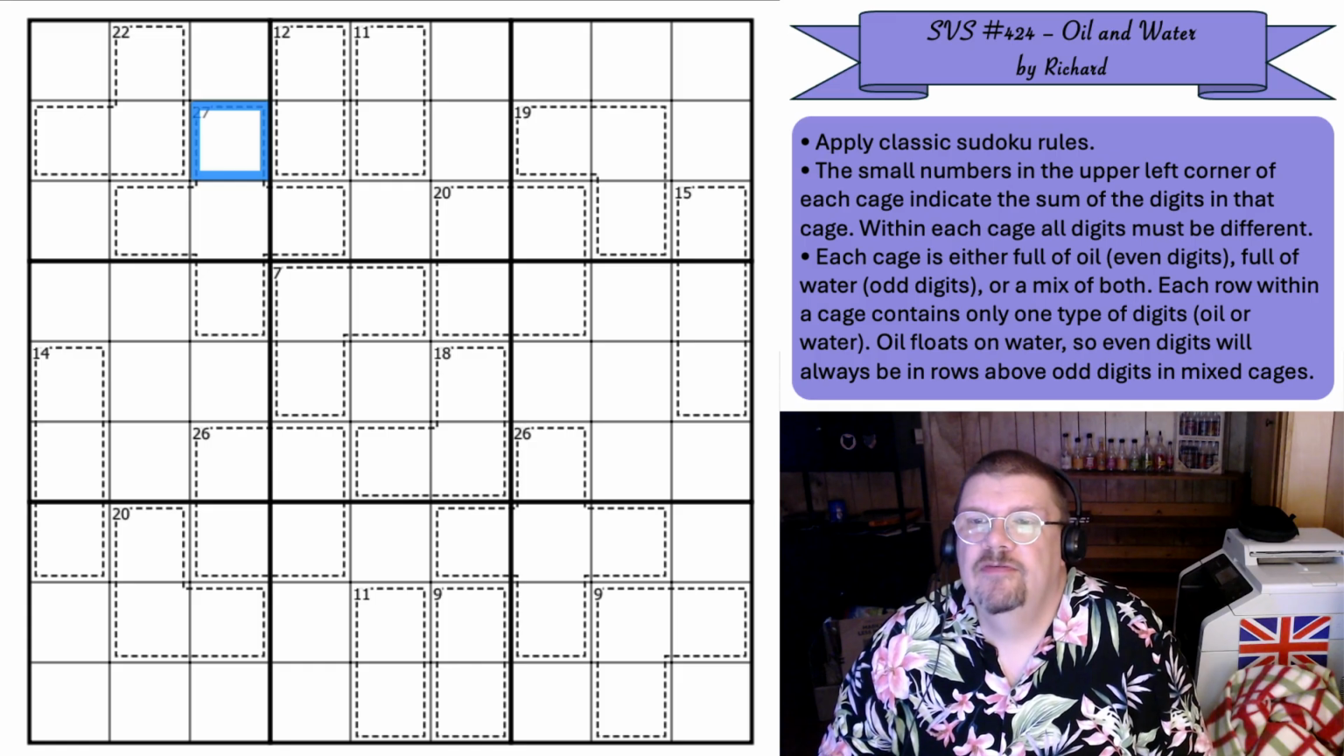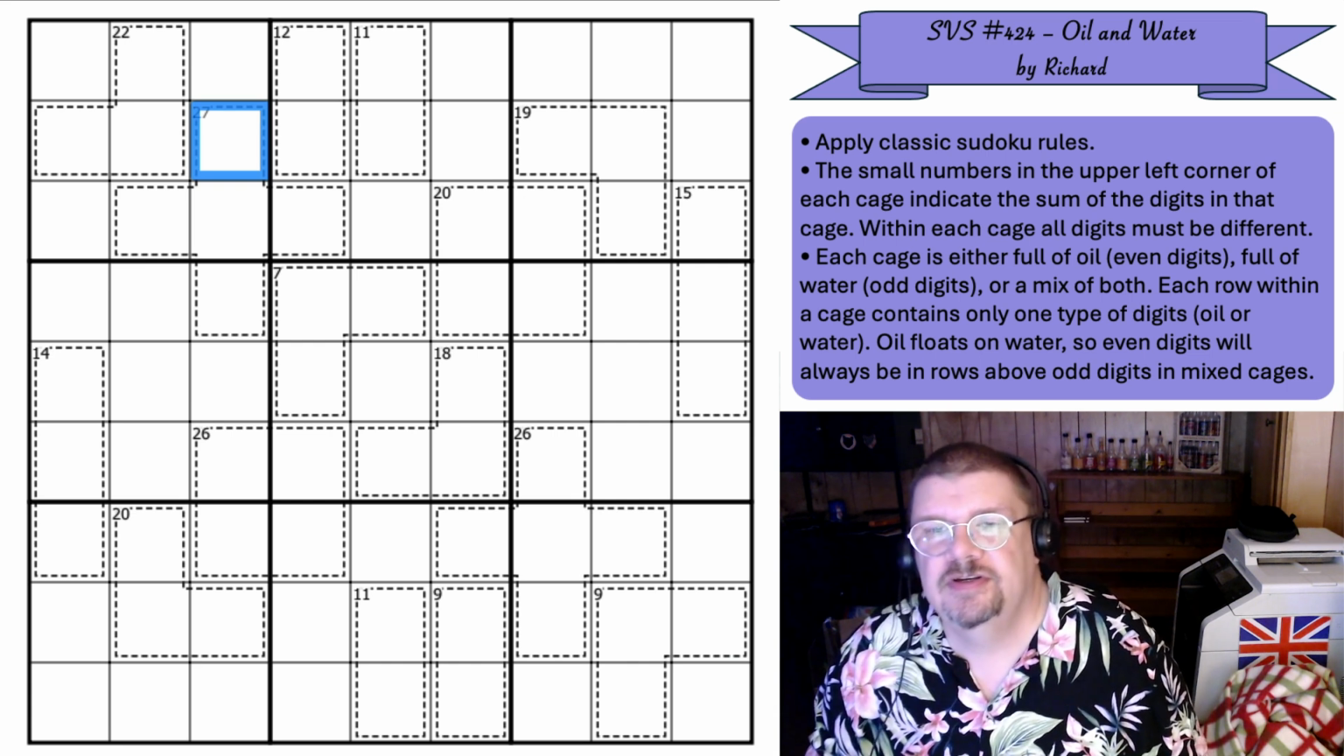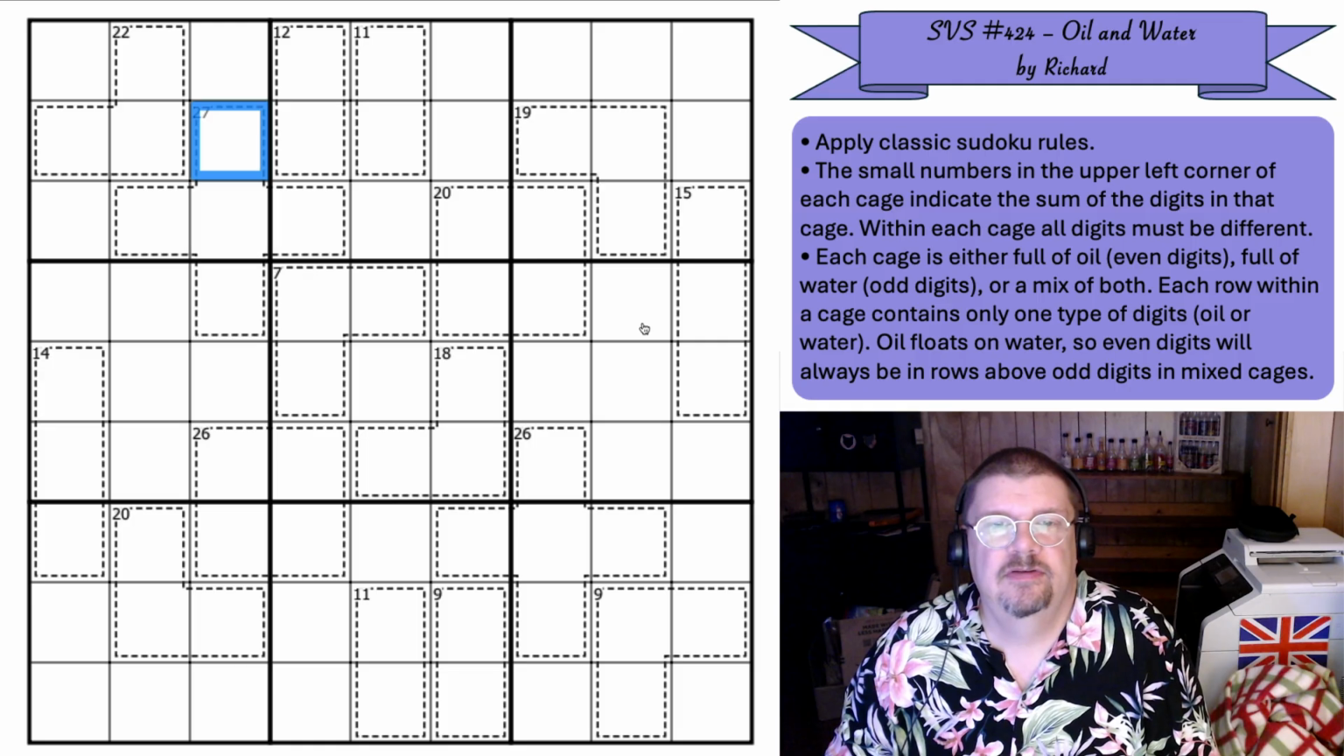Each cage is either full of oil, even digits, full of water, odd digits, or a mix of both. Each row within a cage contains only one type of digit, oil or water. Oil floats on water, so even digits will always be in rows above odd digits in mixed cages.